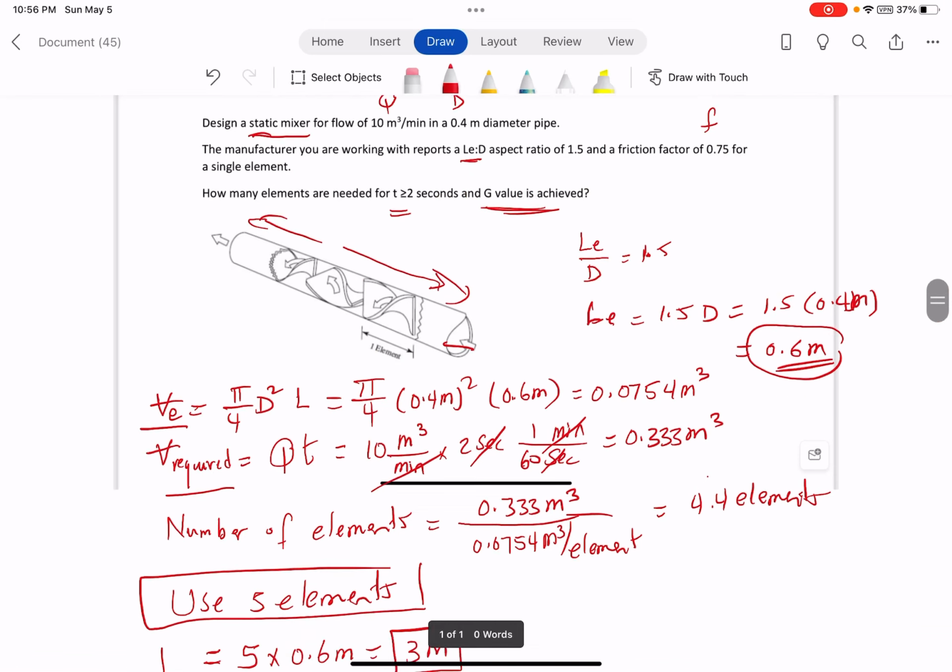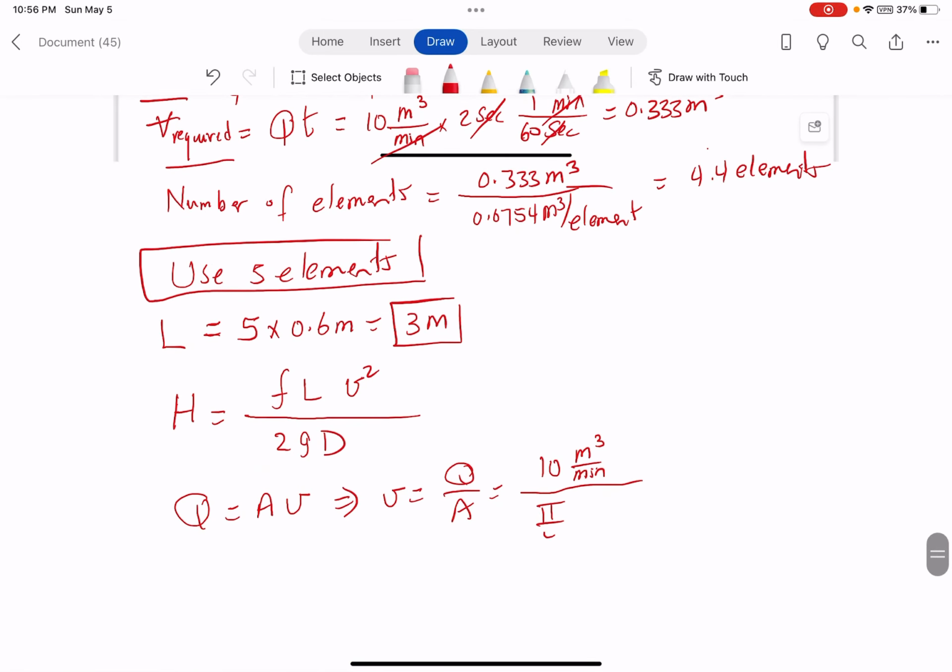If you divide this by this, you will end up with a velocity. Since gravity is per second, we need to change minutes to seconds. You end up with per second, and meter cubed per meter squared gives you a velocity of 1.33 meter per second.